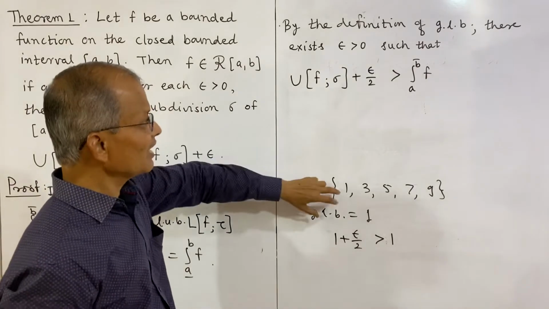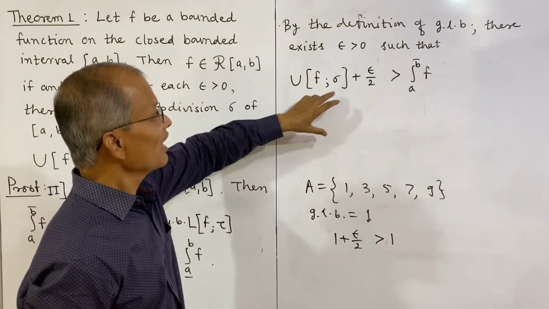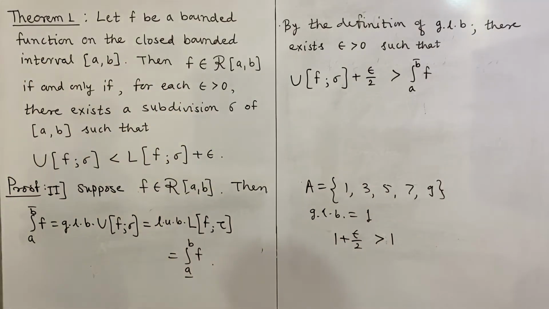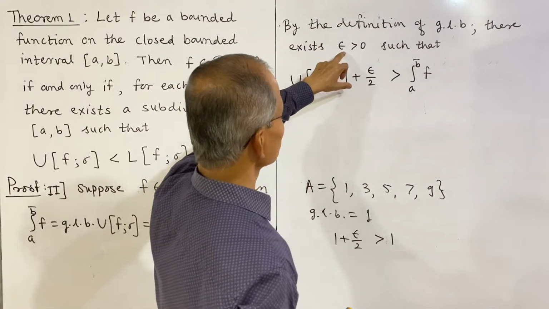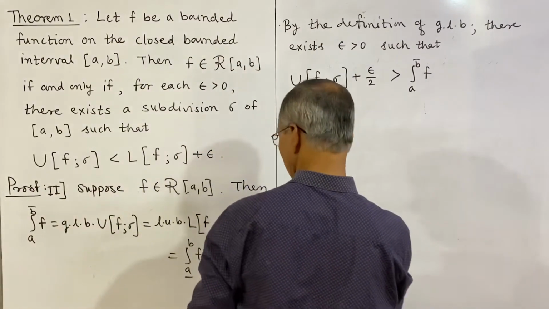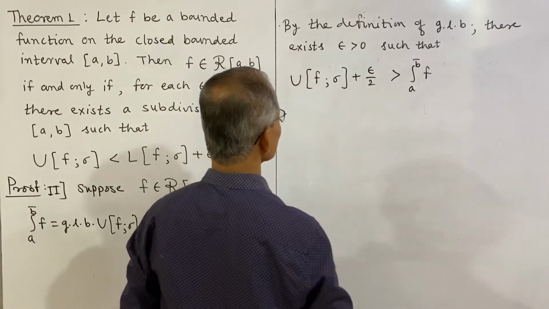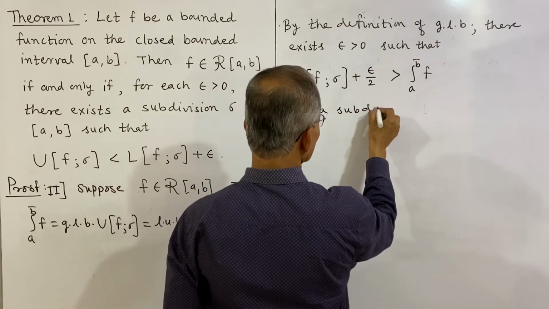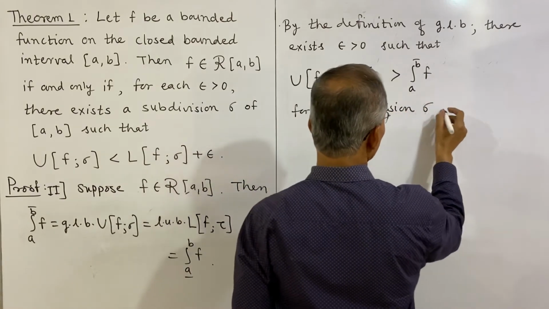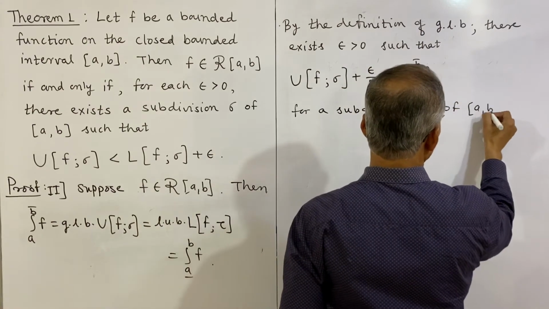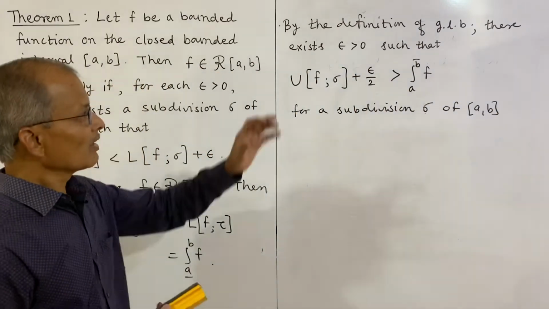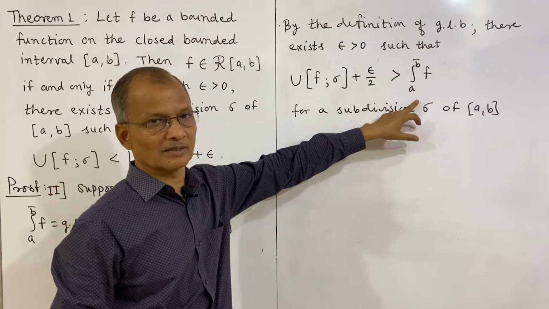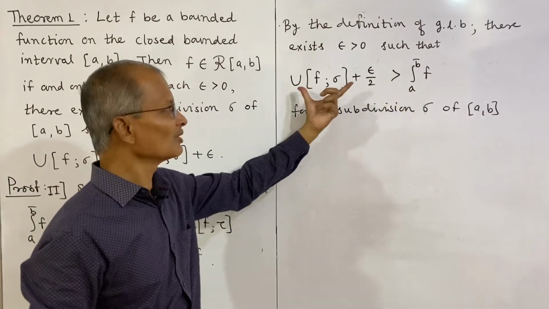Any upper sum that is selected, plus epsilon by 2, will be strictly greater than the upper integral. So by the definition of GLB, there exists epsilon greater than 0 such that for a subdivision sigma of [a, b] this happens. We can select a subdivision such that this member will be strictly greater than this one, because this is the smallest, and so therefore this value becomes greater.